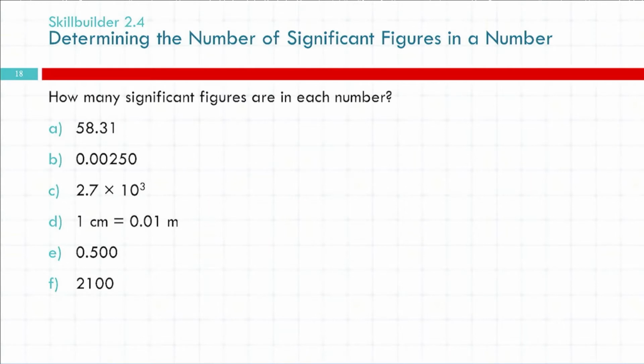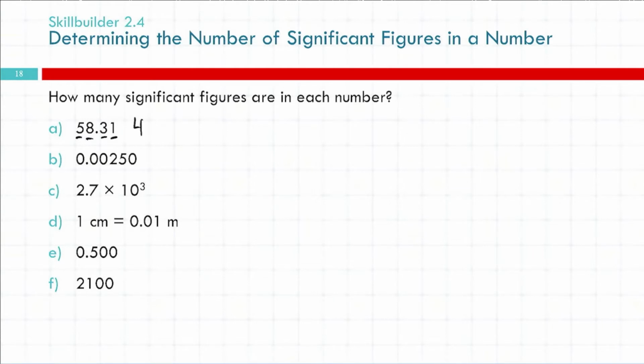All right, so hopefully you've gotten through a few of those. And so this first one, our first rule is that all non-zero numbers are significant. So we've got 4 non-zero numbers. We have 4 significant figures.